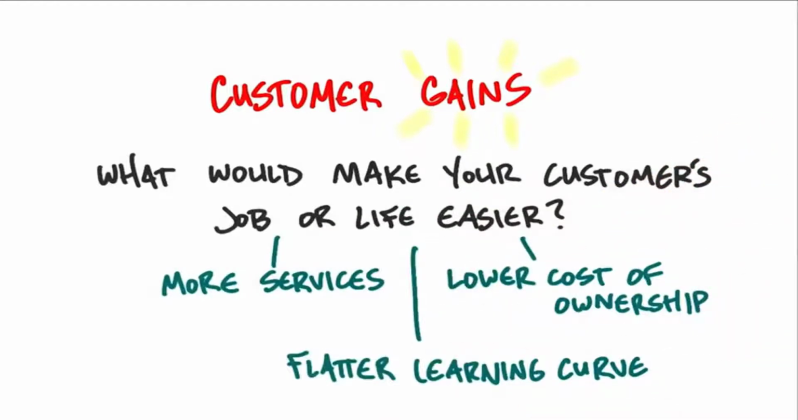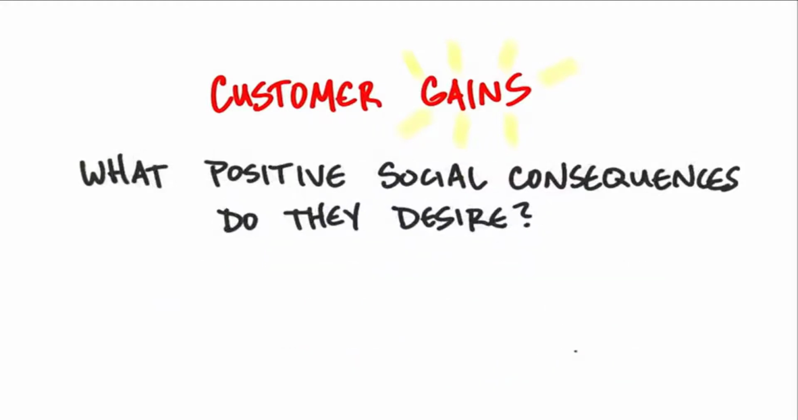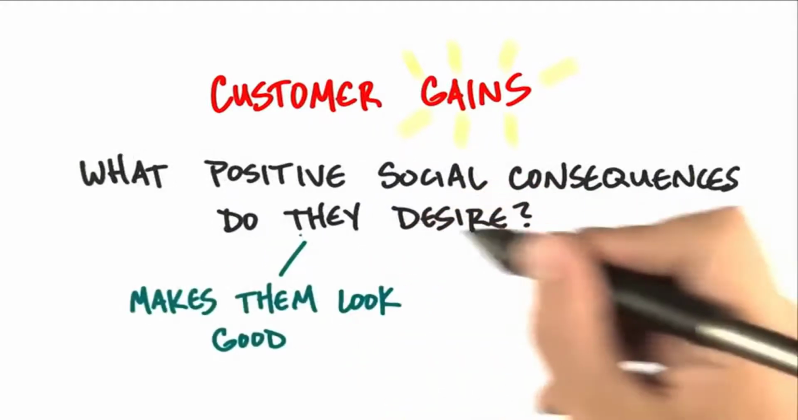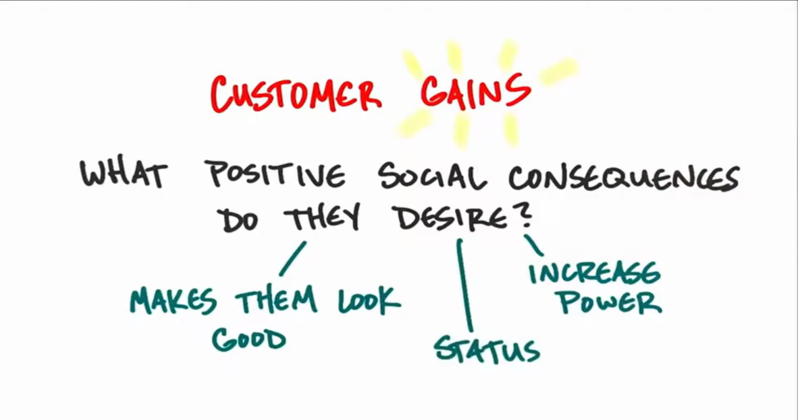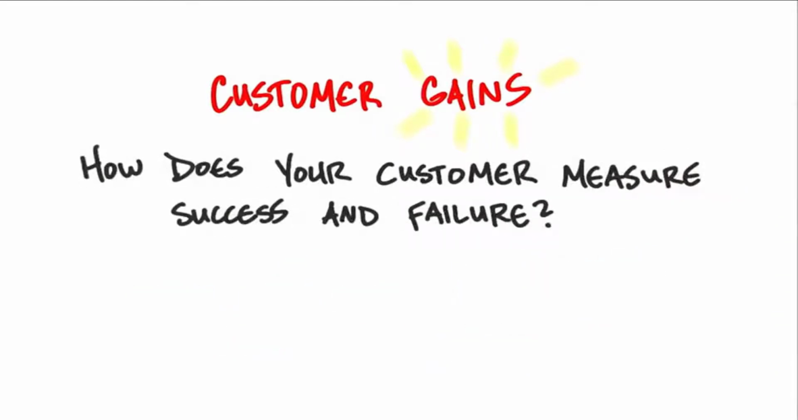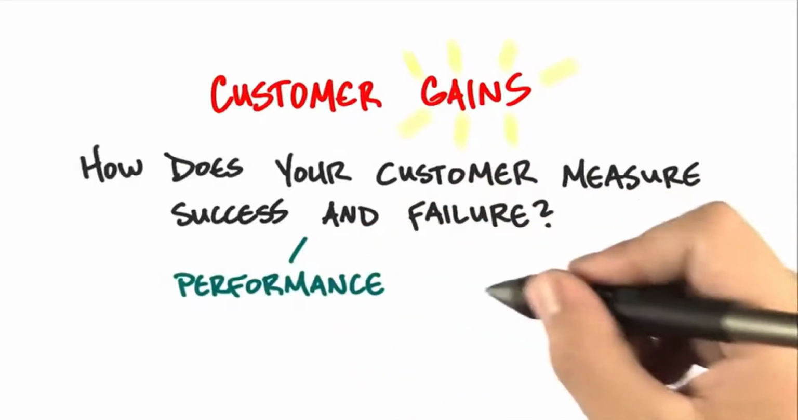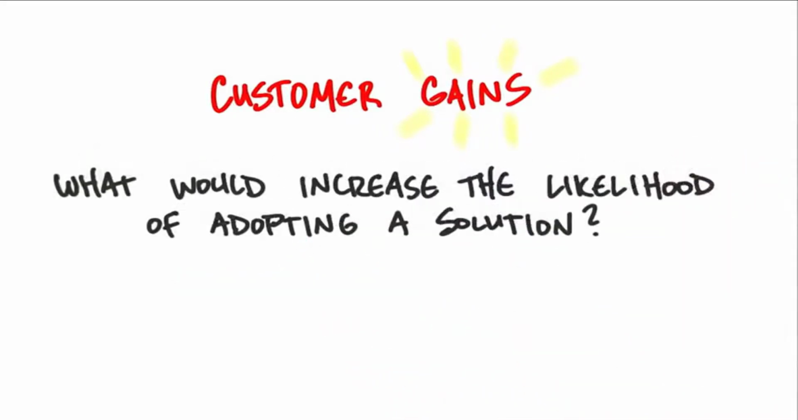Obviously, this depends on whether you're selling to business customers or consumer customers, but you want to be able to make a list or a column of all the gains that they would get by using your product. And some more gains could be, is it social consequences? Does it make them look good? Increase in power? Is it good design? Is it specific or more features? And how do they measure success and failure? Is it performance or cost? And what would increase their likelihood of adopting your product or using your solution?